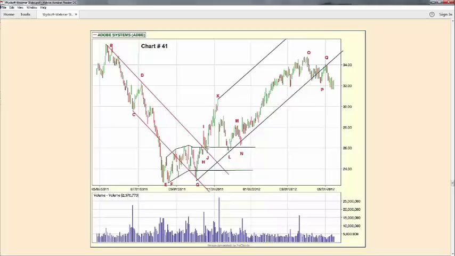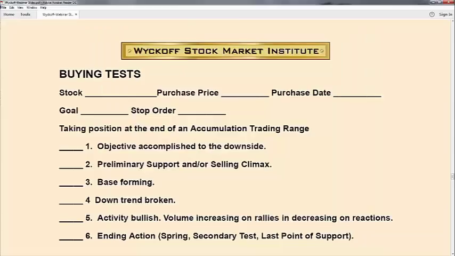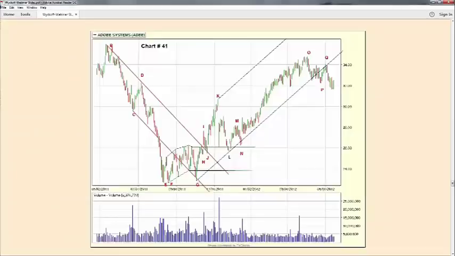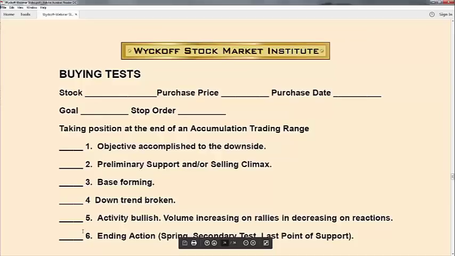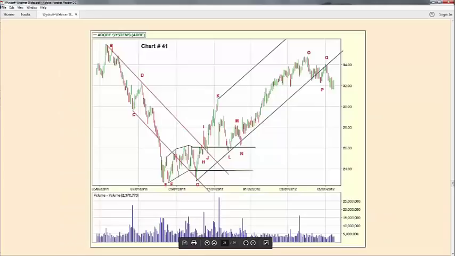We can now rally to point K. We come down to point L, down to point M. There's probably a last point of support here, and then off we go in the markup phase. So once we reached point J, we were able to confirm that our buying test had been completed, and we could check all these boxes off and take a position to the upside.